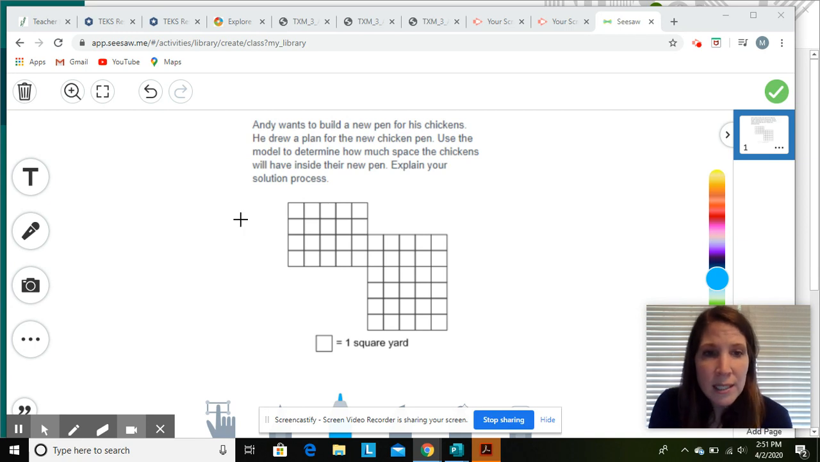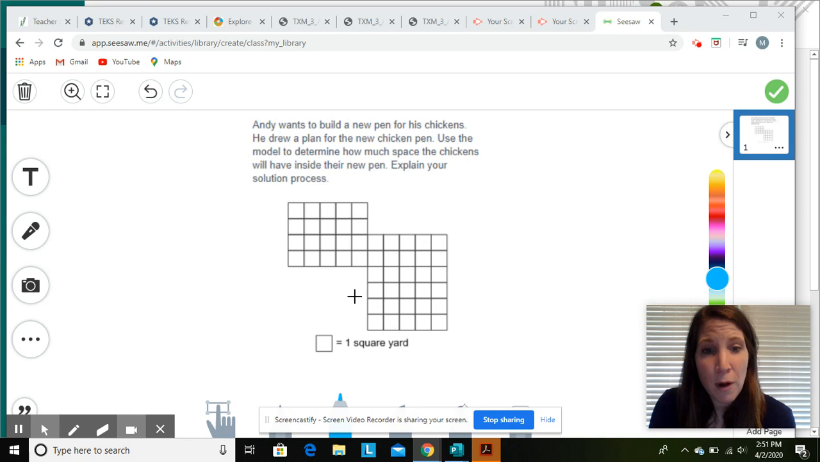Okay, this is our problem. Andy wants to build a new pen for his chickens. He drew a plan for the new chicken pen. Use the model to determine how much space the chickens will have inside their new pen. Explain your solution process.